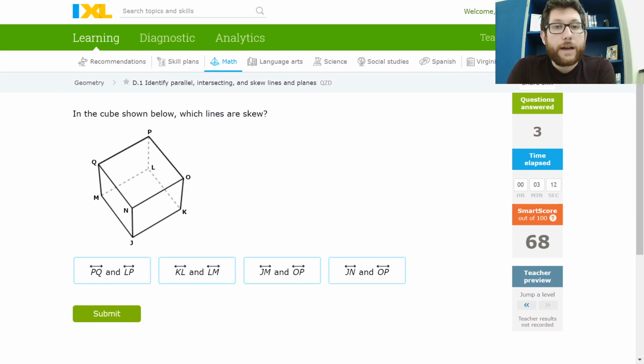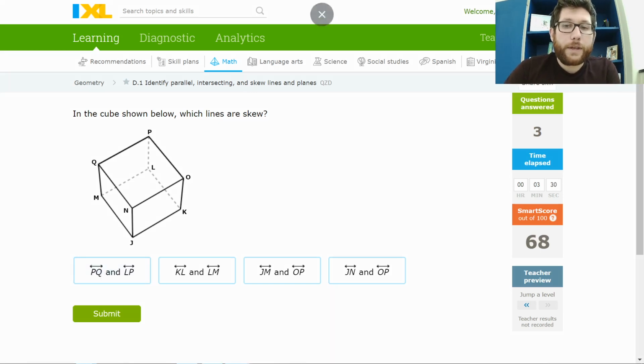When we're dealing with skew lines, those are non-intersecting lines that do not cross, that aren't in the same plane. So they're non-intersecting, so they don't cross, and they're not in the same plane. And that's a little difficult to understand verbally, but let me show you what we're talking about. Let's take a look here. I've got PQ right here and LP. So those intersect, so that by definition is not skew. Let's look at this next one, KL and LM. Those intersect.